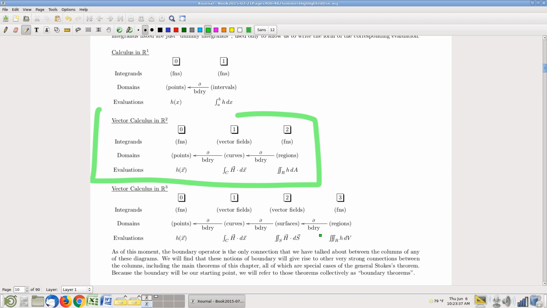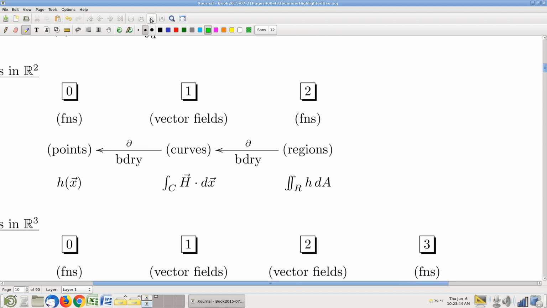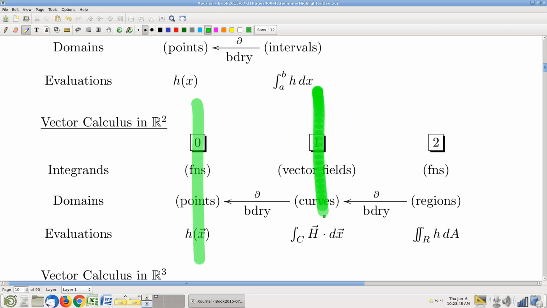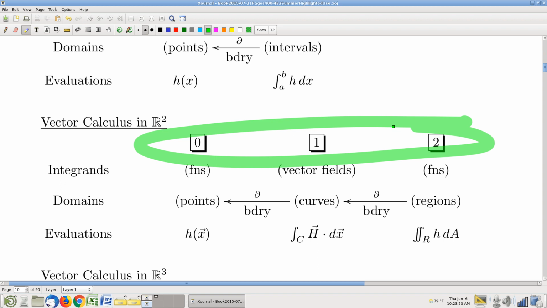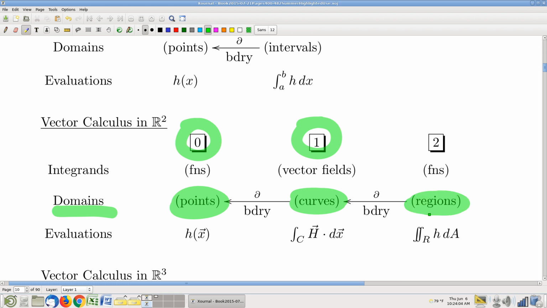All right, so let's take a look at these diagrams real quick. We'll start with the R2 diagram, no particular reason here. In this R2 diagram, we have 3 columns. You'll notice I'm going to call these columns 1, 2, and 3. This is to indicate the dimension of the corresponding domains. So points are 0-dimensional. Curves are 1-dimensional. Regions in R2 are 2-dimensional. Okay.